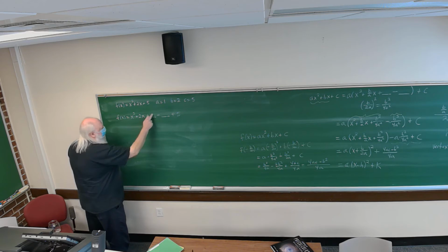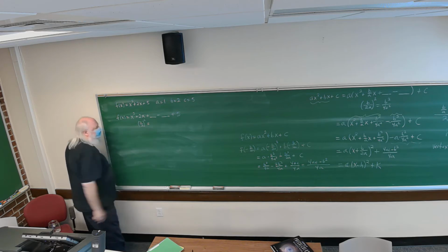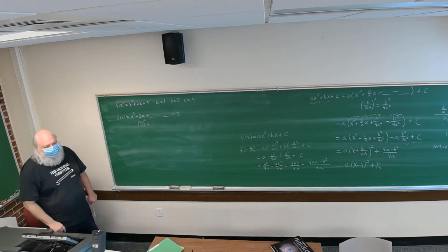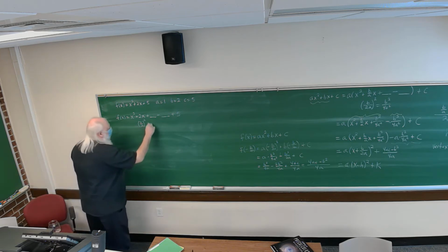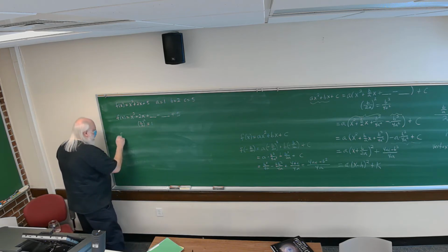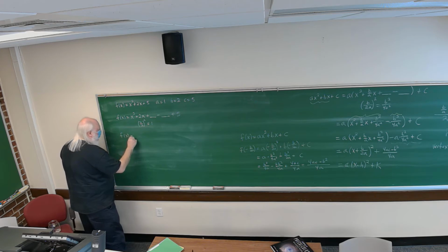So how do we find the number that we add? Take the number in front of the x, divide it by 2, and then square it. 2 divided by 2 is 1. 1 squared is 1. So we add and subtract 1.